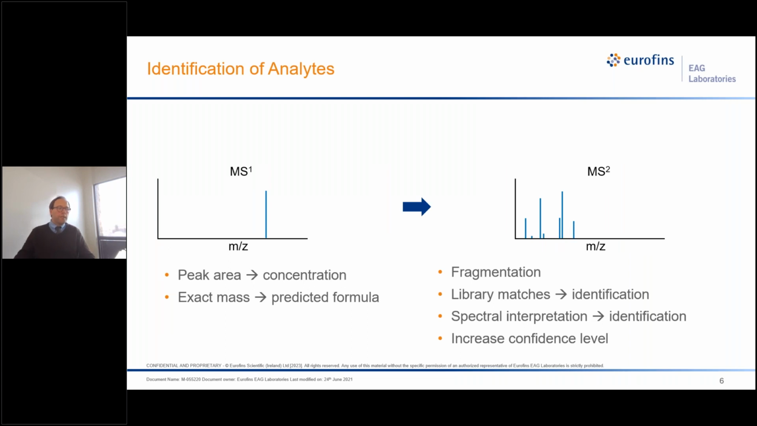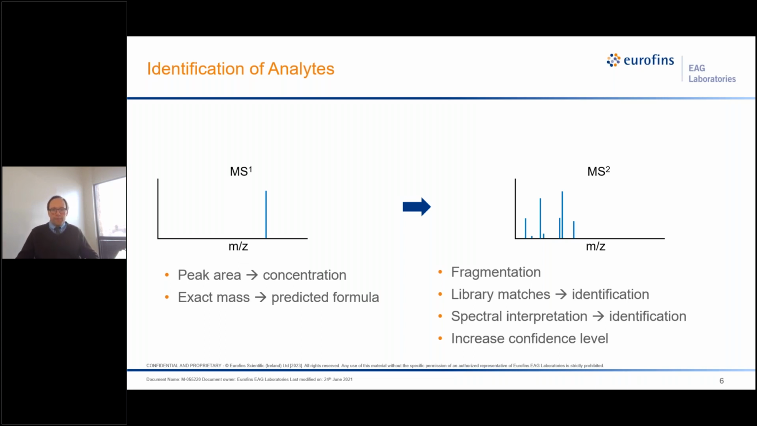So next we'll go a little bit into the identification of analytes. Here I have two schematic mass spectra. The one on the left is an MS1, the one on the right is an MS2. In an LCMS experiment, typically you have the MS1 on the left, that vertical bar represents some peak that's eluting from the instrument, and then this peak can be isolated and fragmented to give the data that you see on the right. So there's more fragments that can be used for library matches and spectral interpretation.